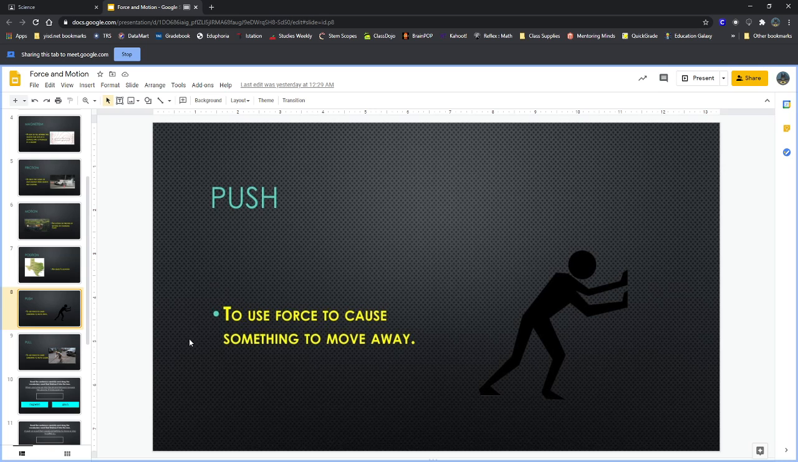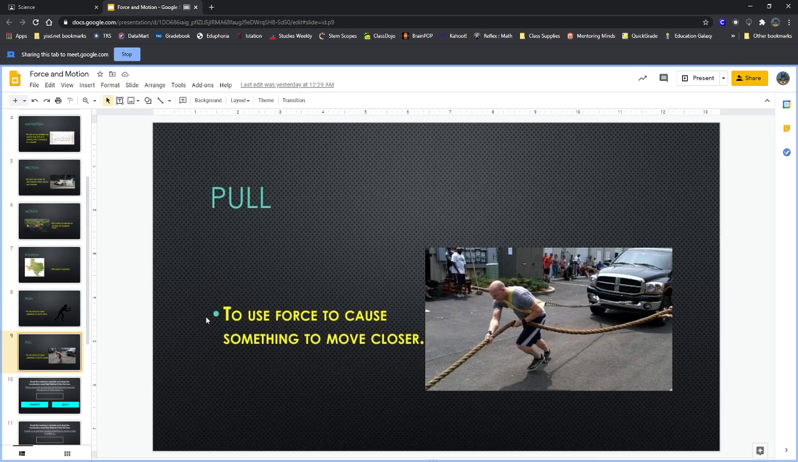So anytime you're moving something away from you, that's a push. Even right now I'm sitting in my chair, and if I push on my desk, I move the desk away from me. I get further away. That's a push. Now the opposite of that is a pull. A pull is any kind of force that makes two things move closer.